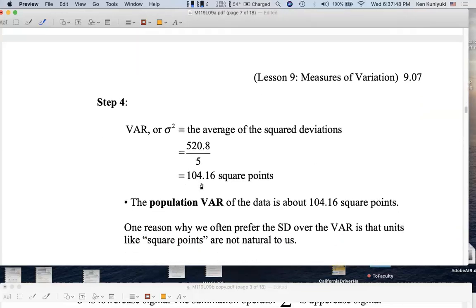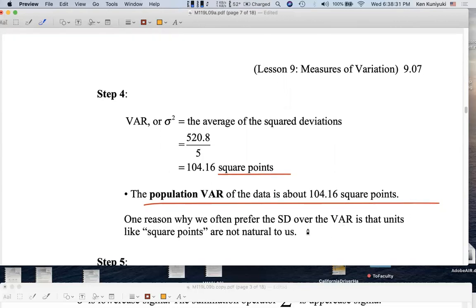We get 104.16, and it's a weird unit. It's in square points. What's a square point? Good question. That's one thing we don't like about variance, the fact that the unit often doesn't make sense. And by the way, we could round this off to 104.2 square points, but we're going to use this to find the standard deviation, the population standard deviation. So I'll keep this exact for now. This is exact. All right. So the population variance will in fact be exactly 104.16 square points.